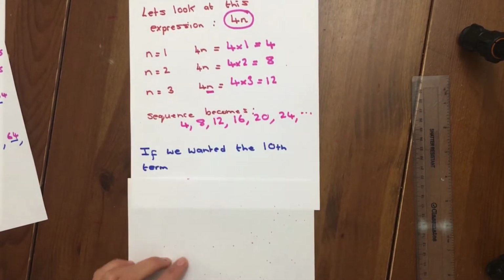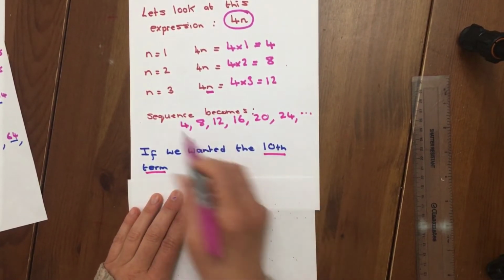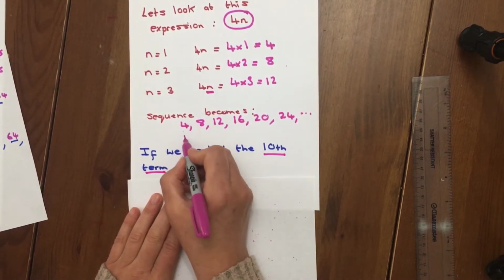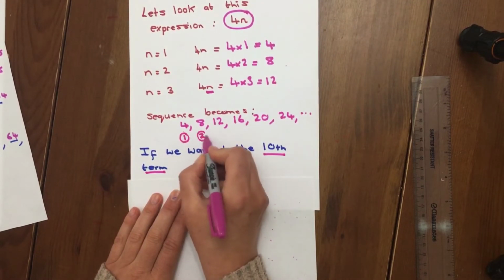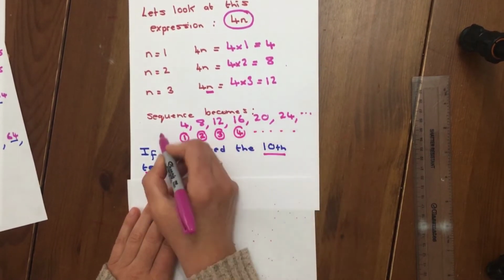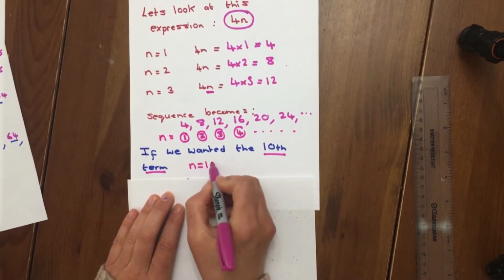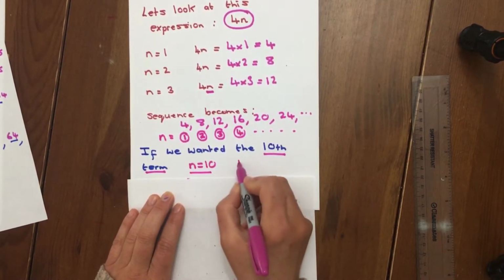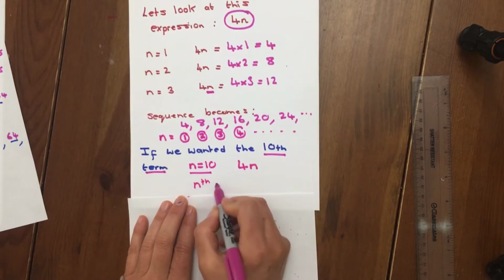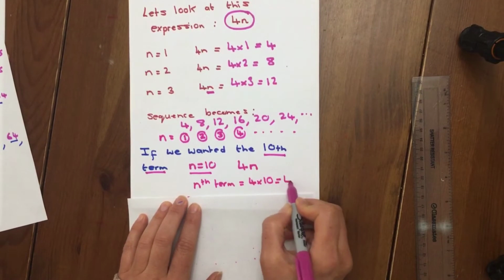Now, if we wanted to find the 10th term, what would my value of n be for the 10th term? Well, 4 is my first term, this is my second term, third term, fourth term, etc. This is my value of n. So if n is 10, my 10th term, and my rule is 4n, then my 10th term will be 4 times 10, which is 40.